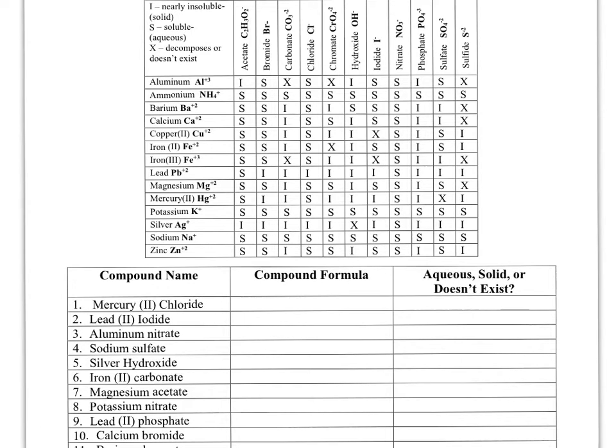Looking at this chart, if we look at the left-hand side, you'll notice that there is a bunch of metal cations like aluminum, ammonium, barium, etc. All right, and then also the anions are at the top. Things like sulfate, phosphate, nitrate, iodide, some common anions, all right? But you notice in between that there's a lot of I's and S's and X's. So what do those mean?